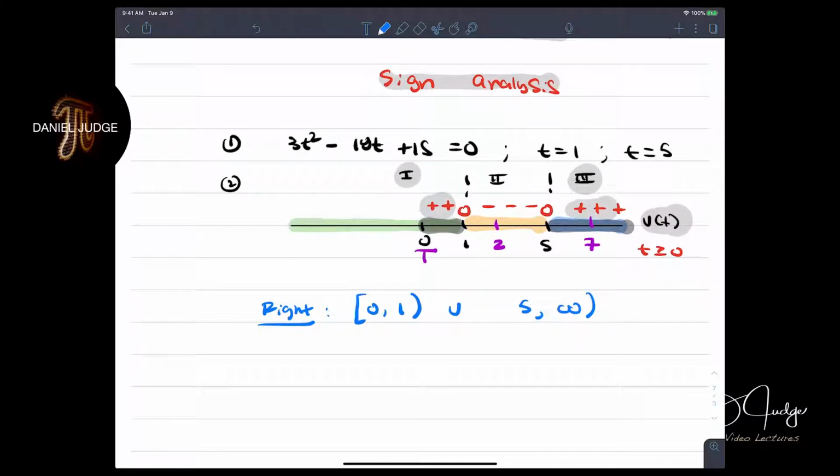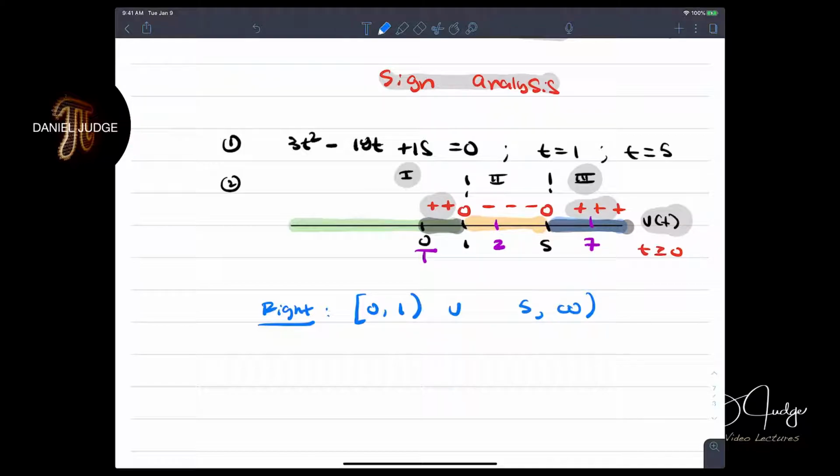Does anybody know why? Why do you got to use a parenthesis around 1? There's a very good reason. Do not put a bracket on 1. Put a parenthesis. What is the reason? What happens at time is 1, ladies and gentlemen? When time is 1, my velocity is 0. The particle has stopped. Now, 0 is neutral. 0 is not positive. It's not negative. So you need a parenthesis around 1.